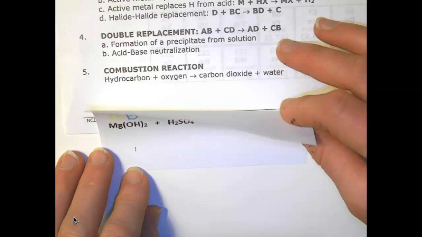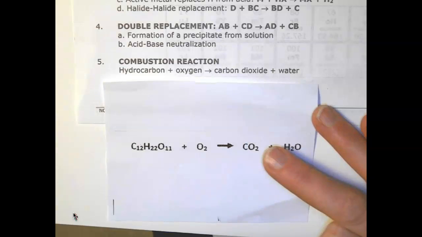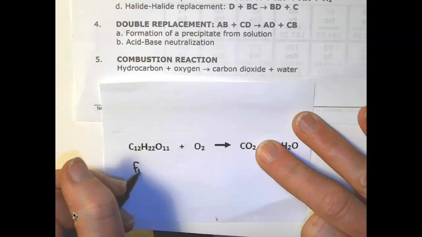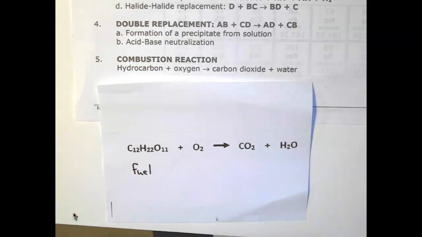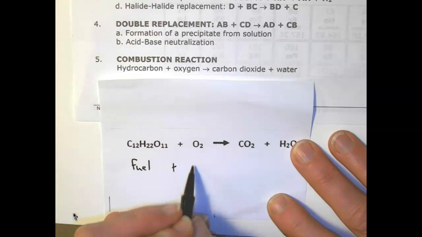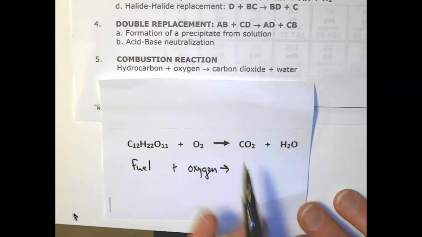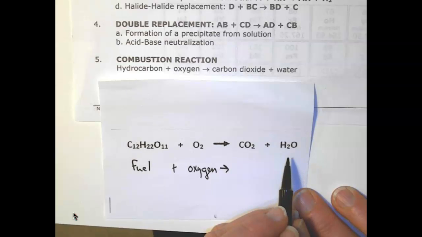That's pretty neat. We only have one more type, and this last type is usually the easiest to recognize because the products are always the same. We have some kind of hydrocarbon, which is a fuel. It is hydrogen and carbon, sometimes oxygen, but some kind of hydrocarbon. This right here is the formula for table sugar. Plus oxygen. We all know that you need oxygen to have combustion. And in complete combustion, you will get carbon dioxide plus water.